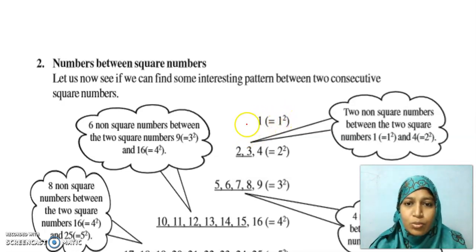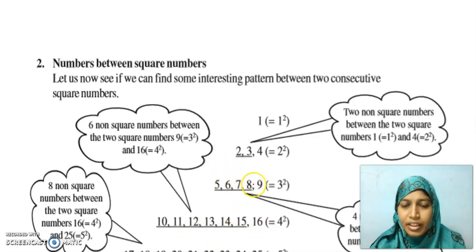See, 1 squared is 1, 2 squared is 4. Between these two numbers, how many non-square numbers are there? 2 non-square numbers are there. Similarly, 2 squared is 4, 3 squared is 9. Between this 4 and 9, how many numbers do I have? 5, 6, 7, 8. 4 numbers are there. Similarly, 3 squared is 9, 4 squared is 16. Between this 9 and 16, I have 6 numbers. See here, 6 numbers. Then I have 8 numbers.